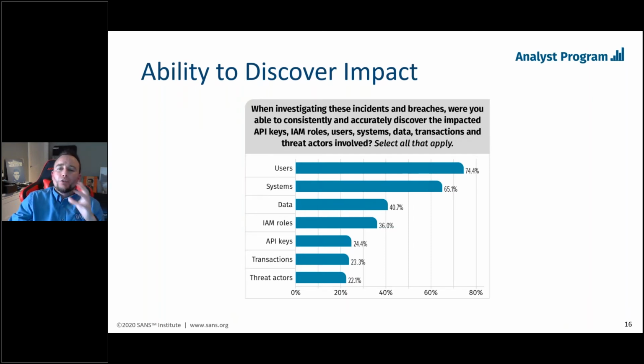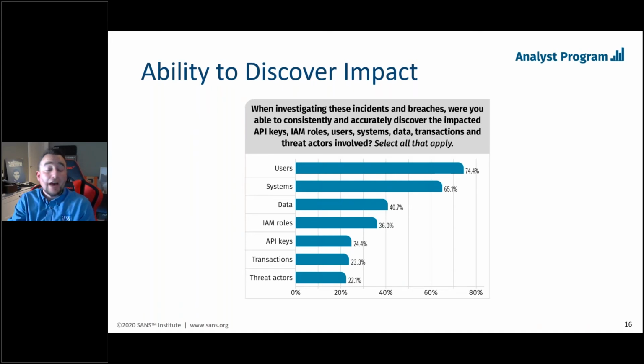Are we able to discover impact? So when we're investigating these incidents and breaches, the question was, were you able to consistently and accurately discover impacted API keys, IAM roles, users, systems, data, transactions, and threat actors involved? And the good thing is, many incidents resolved that they could actually discover consistently and accurately the users involved in the breach. Well, that's great. Systems as well, and data, not so much. We're down to 40% for roles, API keys, transactions, threat actors, and so on.